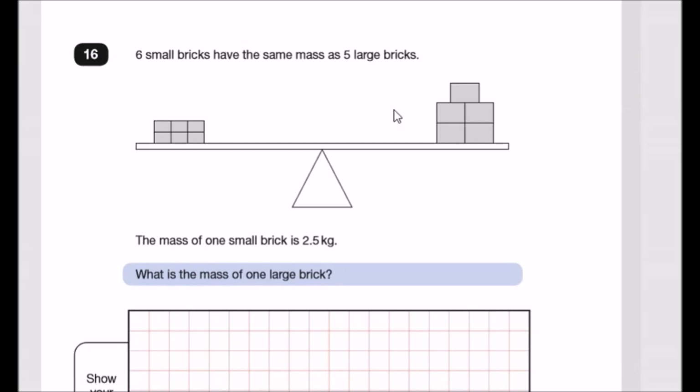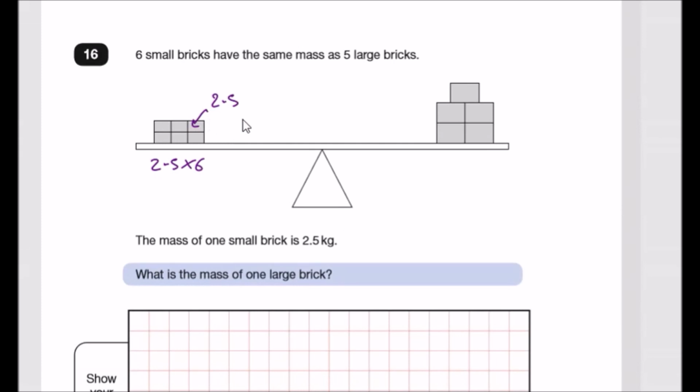16. So 6 small bricks have the same mass as 5 large bricks. Okay, that's some really heavy bricks. Now, the mass of one small brick is 2.5. And because there's 6 altogether, this is 2.5 times 6. What is the mass of one large brick?